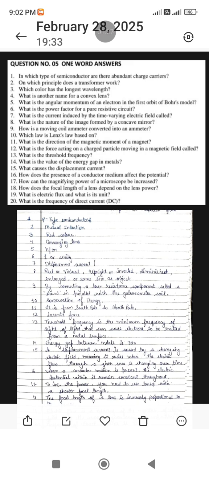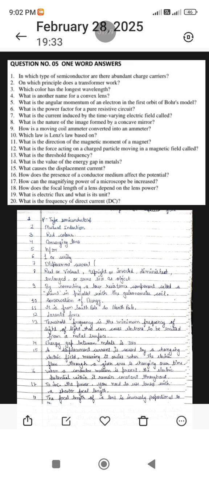Which law is Lenz's law based on? Conservation of energy. What is the direction of the magnetic moment of a magnet? It is from south pole to north pole. What is the force acting on a charged particle moving in a magnetic field called? Lorentz force.